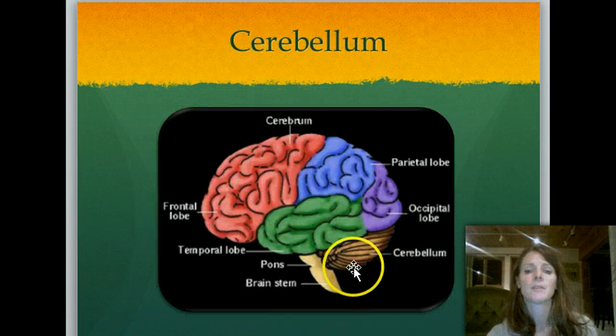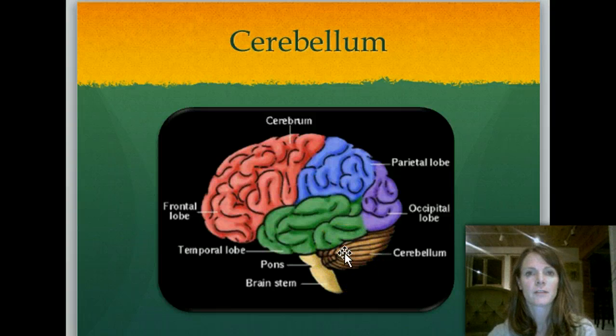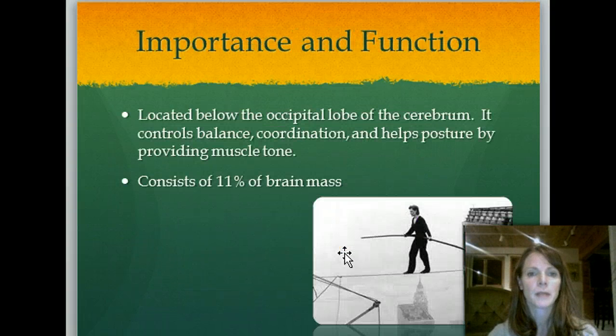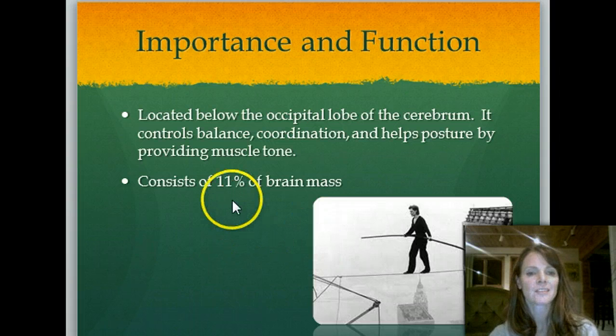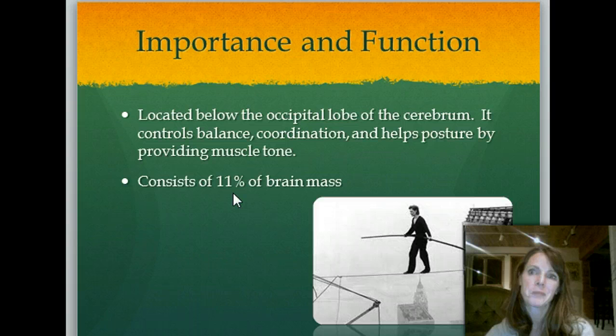The cerebellum, this lovely brown area. Obviously all of these are very important parts of the brain. It's located below the occipital lobe of the cerebrum. It controls balance, coordination, and helps posture by providing muscle tone, okay? So it's really important because obviously if you don't have balance, you're not able to walk. So if there's any kind of trauma to the cerebellum, you typically aren't able to have that balance and coordination, okay? It only consists of 11% of the brain mass, but that doesn't really matter, right?